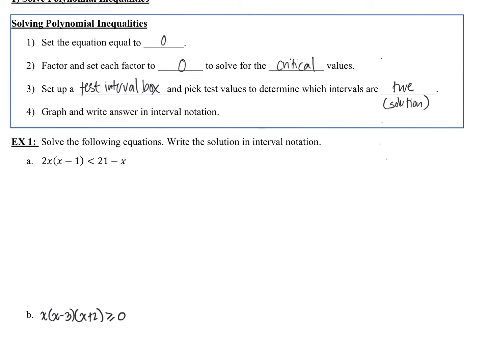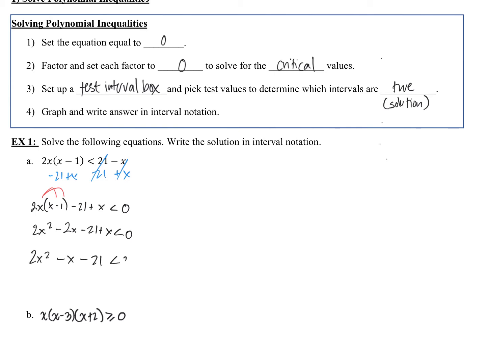So first, we're going to set the equation equal to 0. So let's go ahead, subtract the 21 and the x, so minus 21 plus x from both sides. Then 2x times x minus 1 minus 21 plus x is less than 0. Let's go ahead and multiply out that 2x. And so 2x squared minus 2x minus 21 plus x is less than 0. Let's add the like terms right there and there. So 2x squared minus x minus 21 is less than 0.